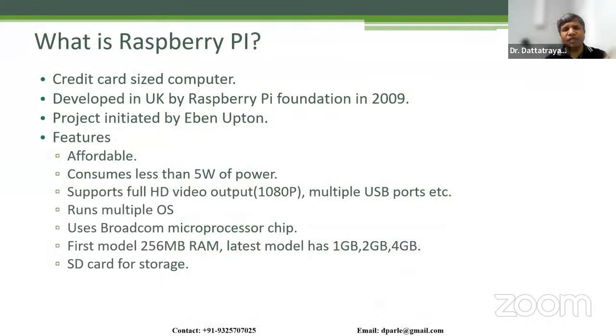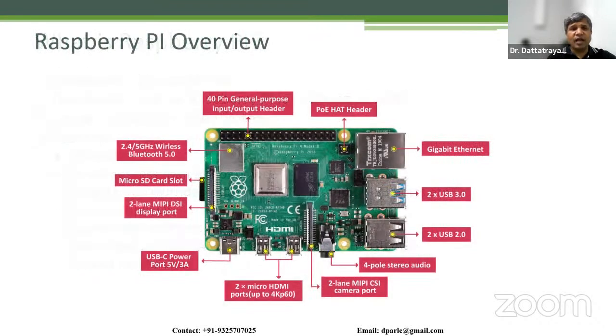The Raspberry Pi is a very small device, not even mobile size, half the mobile size, I would say. It started in 2009, and it is a very affordable, low power, very powerful device. It's like a card size computer with a lot of features. You can connect a lot of sensors, USB devices, display devices, and power. It can be powered by a mobile power bank. This is the overview of the Raspberry Pi, and you can think of using it.